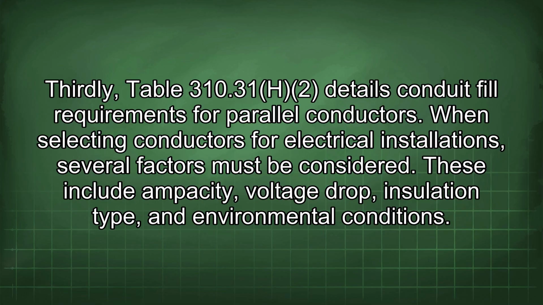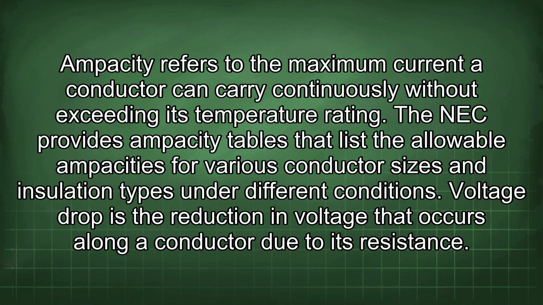When selecting conductors for electrical installations, several factors must be considered. These include ampacity, voltage drop, insulation type, and environmental conditions. Ampacity refers to the maximum current a conductor can carry continuously without exceeding its temperature rating. The NEC provides ampacity tables that list the allowable ampacities for various conductor sizes and insulation types under different conditions.